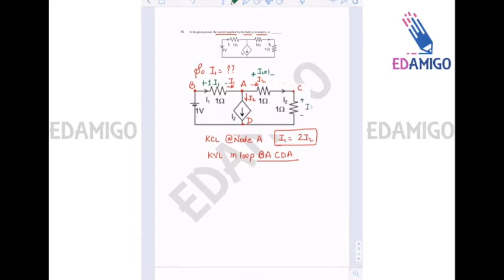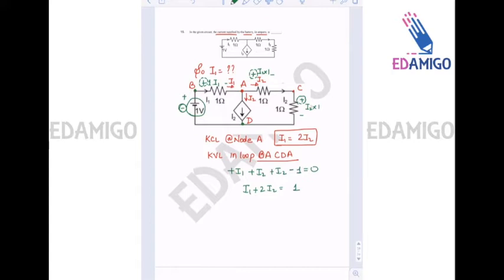Here also it is I2 multiplied by 1. Okay, so from B to A, we are entering the voltage drop from positive, so it is plus I1. From A to C, we are entering positive, so plus I2. From C to D, we are entering at positive, so plus I2. But from D to B, we are entering this 1 volt battery at the negative, so it is minus 1 equals 0. So I1 plus 2I2 is equal to 1.